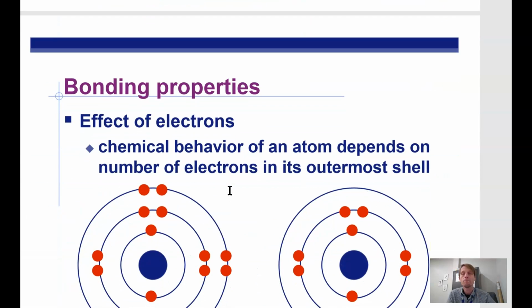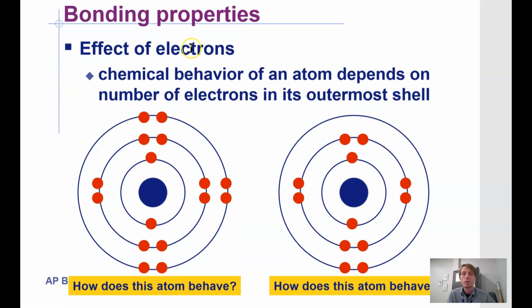So let's review that. Effect of electrons. Chemical behavior of an atom depends on the number of electrons in its outermost shell. So if protons equal neutrons, we count this up. We have 2 plus the 8 is 10 plus 6 is 16. So I'm going to look on a periodic table for number 16. I'm going to see it's sulfur. And I already know this one is 8, 9, 10, 11, 12. It's going to be magnesium. So we have magnesium sulfide.